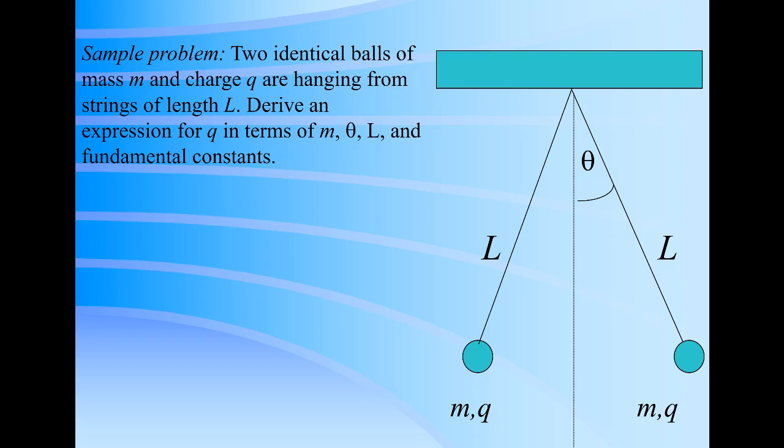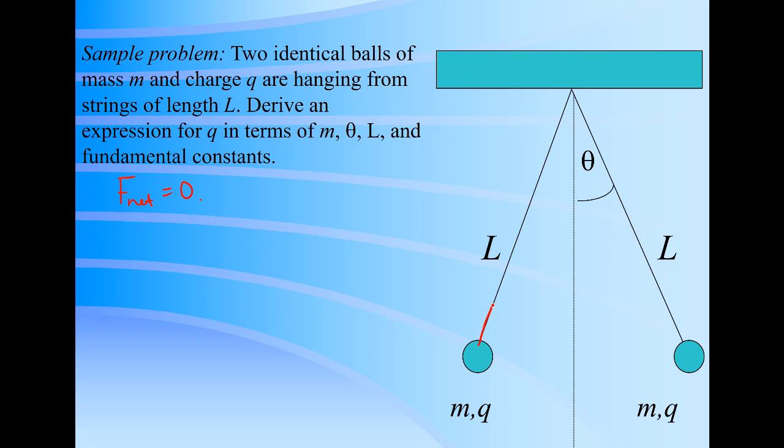And so here we have two spheres that have equal mass and charge that are hanging from strings of length L. And we want to find an expression for the charge Q in terms of m, theta, L, and other constants. So the first thing to do is to isolate one of the spheres, which are in equilibrium. And because they're in equilibrium, that tells us that the net force is going to be 0. So if we can determine what the forces are on each sphere, then we should be able to proceed.